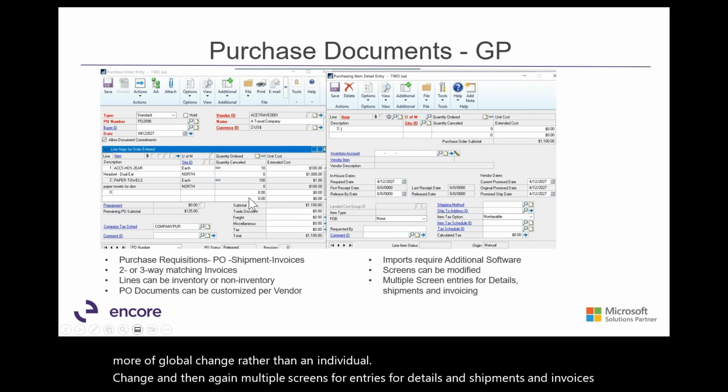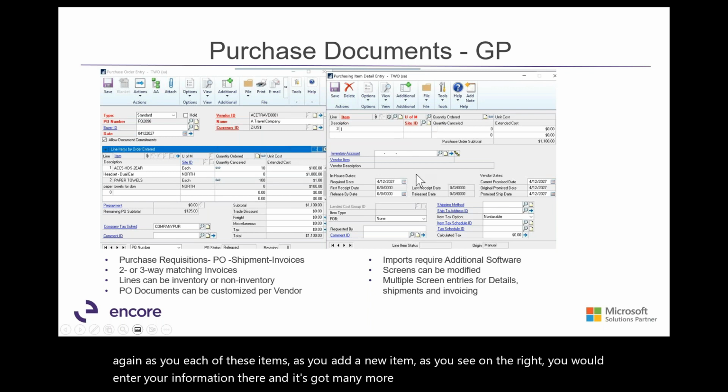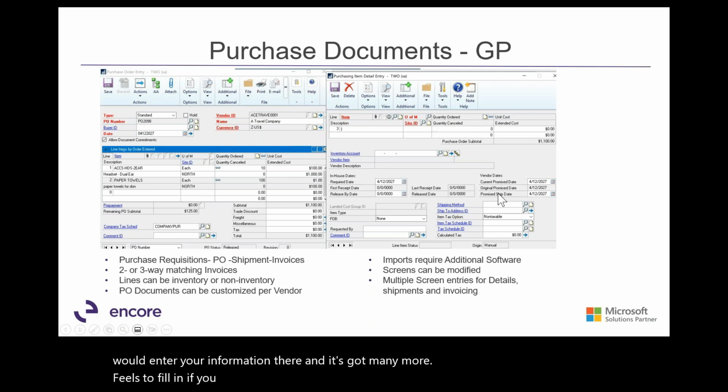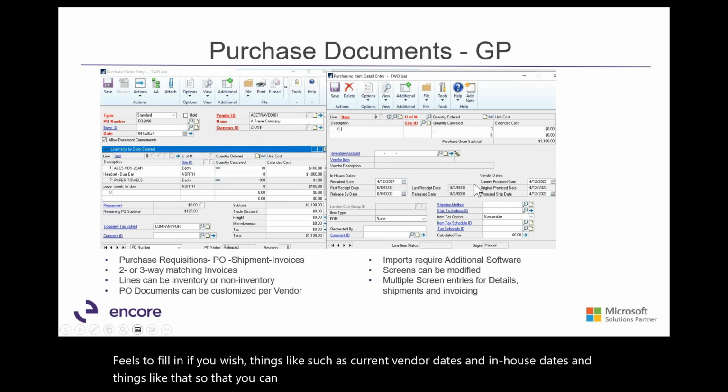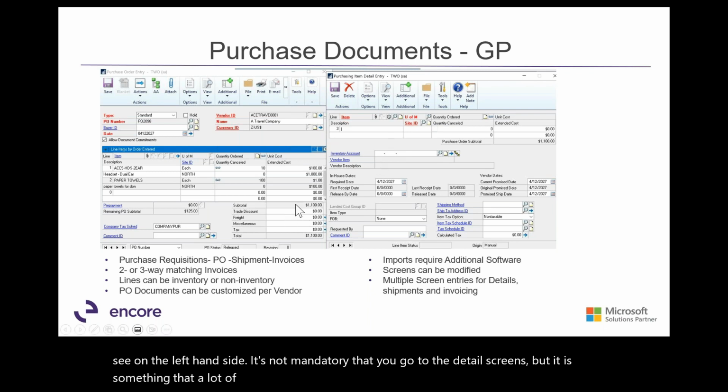So as you hit each of these items, as you add a new item, as you see on the right, you would enter your information there, and it has many more fields to fill in if you wish, such as vendor dates and in-house dates, so that you can include more information on each of the lines than what you see on the left-hand side. It's not mandatory that you go to the detail screens, but it is something that a lot of people will end up doing.